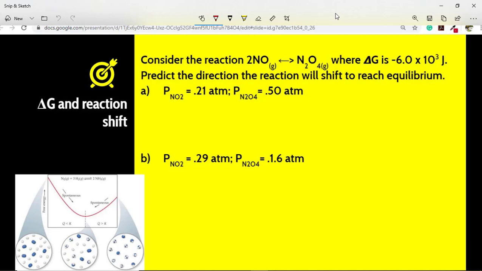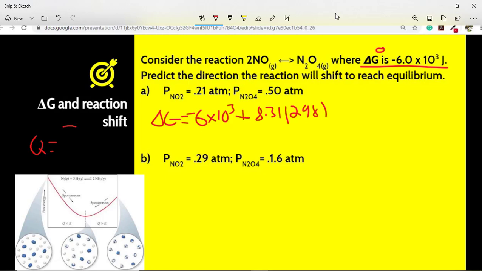So here, again, we're given our delta G. We want to predict which way the reaction is going to shift, so we need to know what our delta G is. This is delta G 0, by the way. So we're just going to go ahead and plug this into our previous formula. So it's going to be negative 6 times 10 to the third. We're going to add that to R, 8.31, times T, 298. And then we're going to plug that in for Q. Remember that Q, same way we find K. So it's concentration of N2O4, or partial pressure, depending on what we're looking at here, divided by NO2 squared.